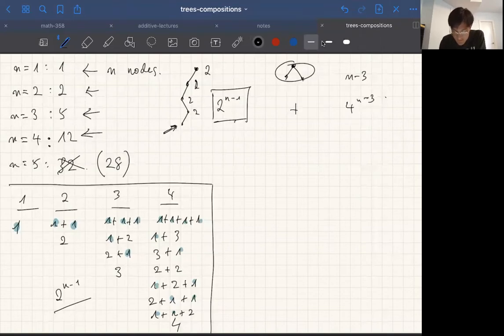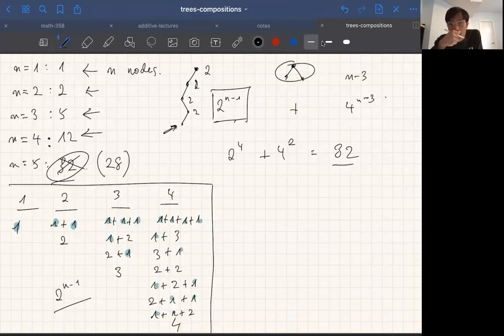Okay, let's try not to simplify, which I did last time, and let's just look at this. So if n equals 5, we have 2 to the 4 plus 4 to the n minus 3, which would be 4 to the 2, which is 16, plus 16 is 32. Yeah, no, so I didn't simplify wrong. It says 32, but there are only 28. So there has to be some kind of overcounting going on here. We're counting 4 of the trees too many times in this way. Yeah, we're double counting 4 of the trees.